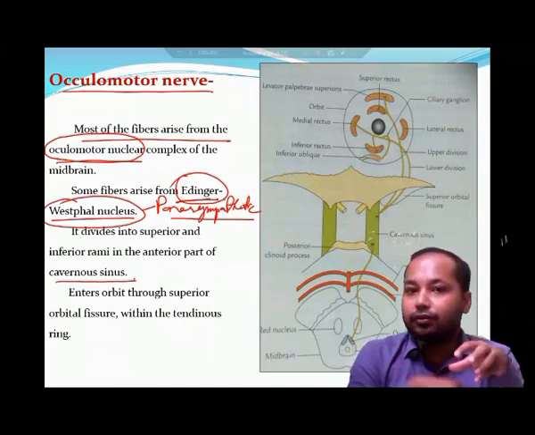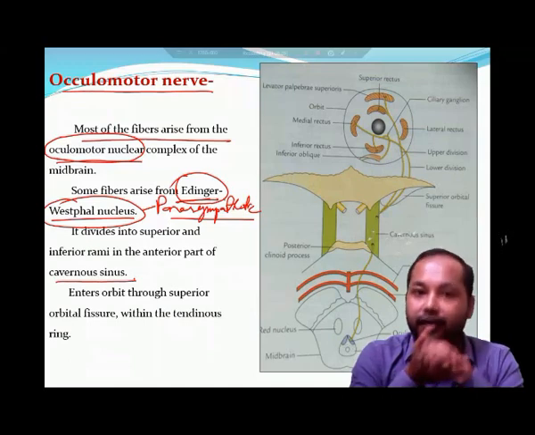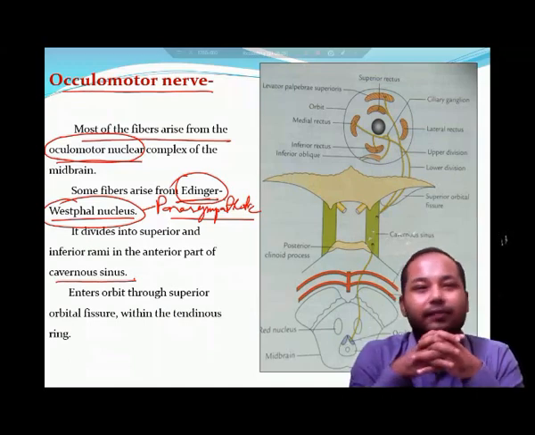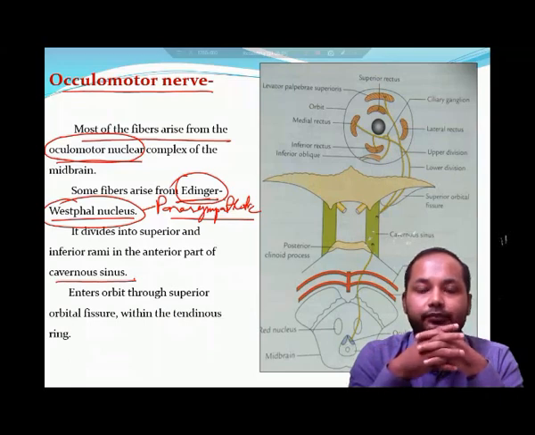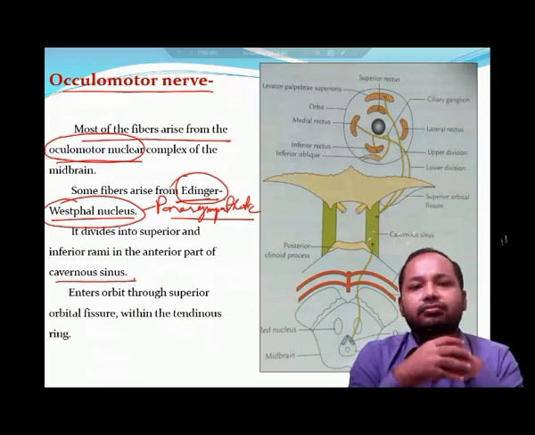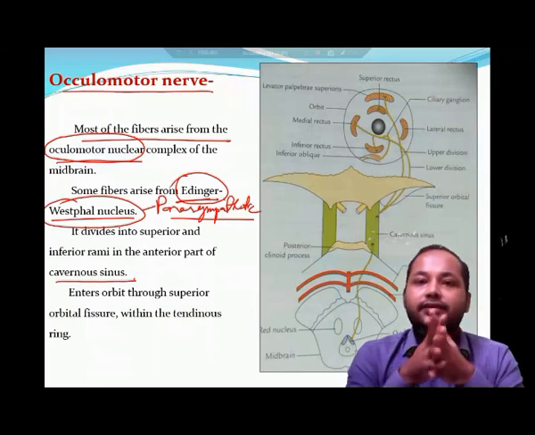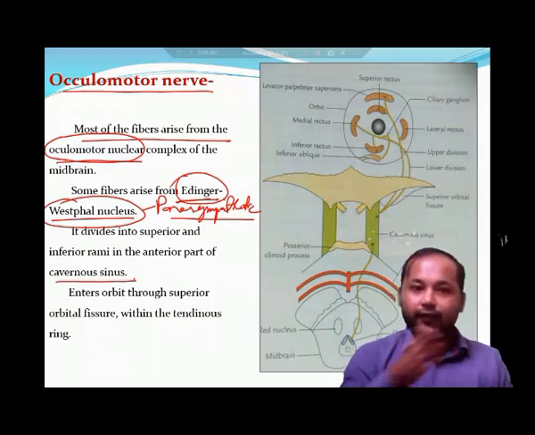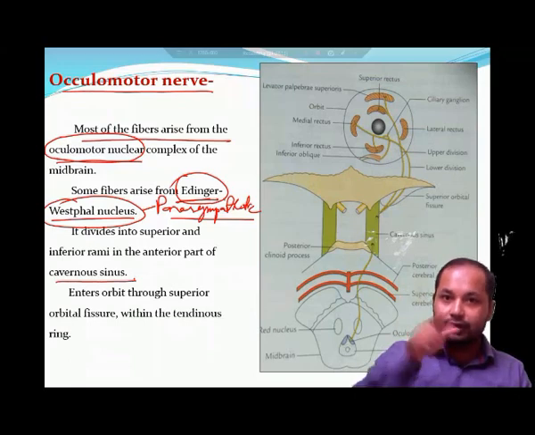So my main notion here is that inside the annulus of Zinn, the oculomotor nerve divides into superior and inferior branches. The superior branch, obviously, will supply the muscles in the superior part, levator palpebrae superioris and the superior rectus muscle. The inferior branch will supply the muscles present below: the inferior oblique muscle, the medial rectus, and the inferior rectus. So just before it enters the annulus, it divides into two parts, while it is going toward the superior orbital fissure.